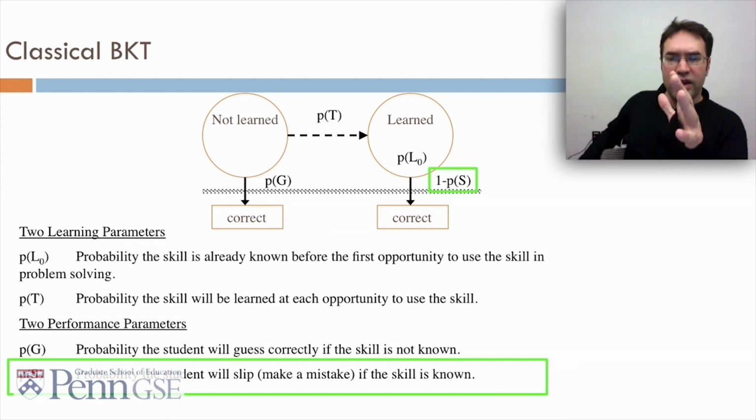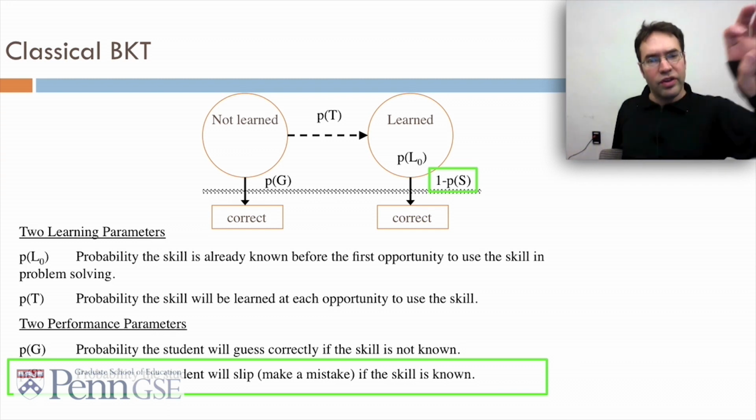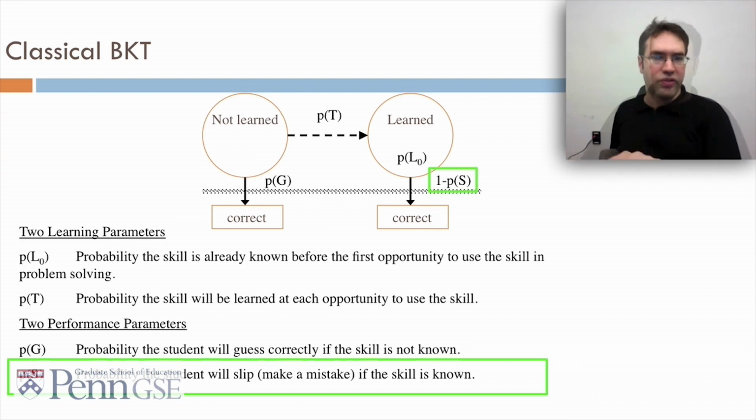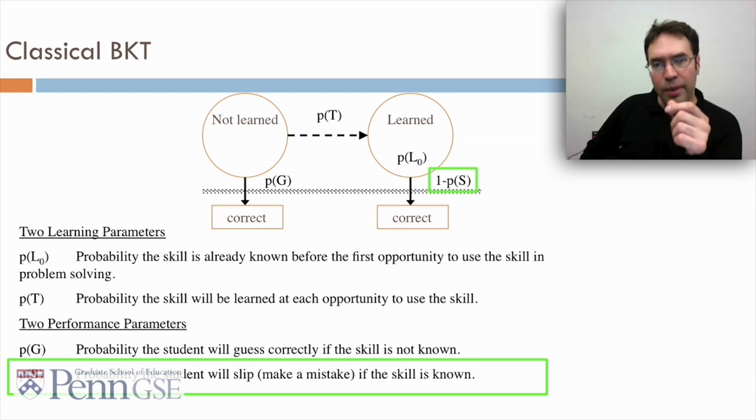And P of S, the probability that the student will slip and make a mistake even if the skill is known. Now notice that the probability of correct, given that you know it, is 1 minus P of S. In other words, if there's a 20% chance that you'll slip, then there's an 80% chance you'll get it right if you know it.